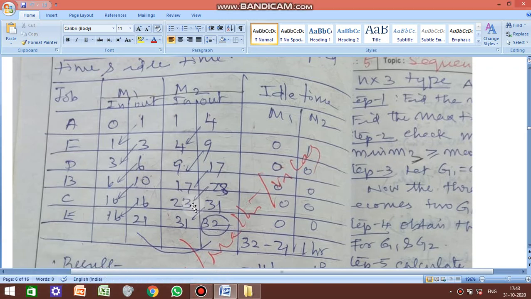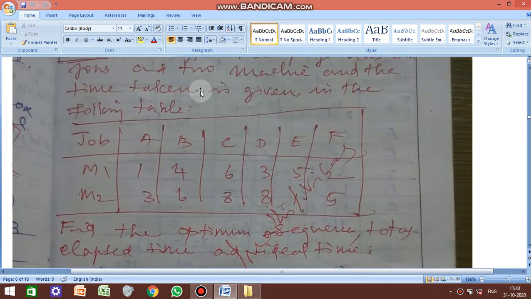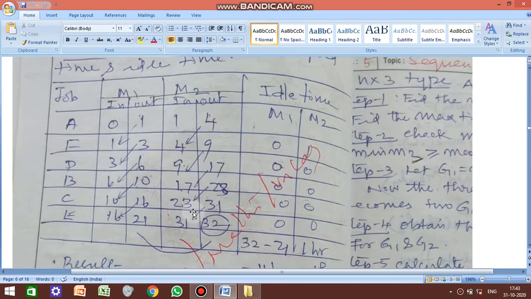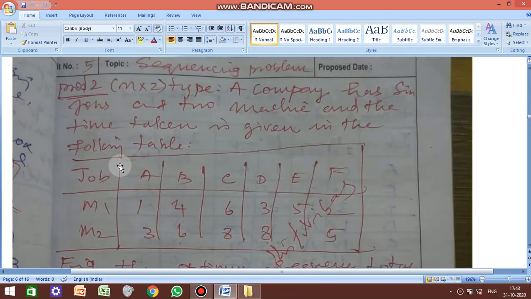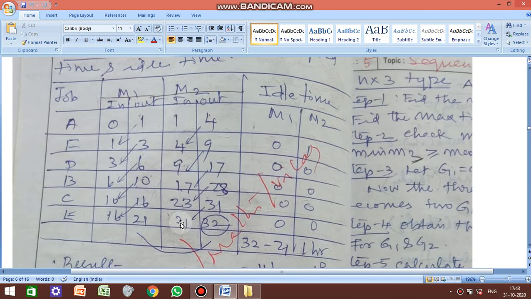Now next is C for machine M2. M2 C takes 8 units. So take 8 units with this, and you will get 31 units. Now this out time becomes the in time for activity E. E under machine 2 takes 1 unit, therefore we get 32. Now 32 is called the total elapsed time.